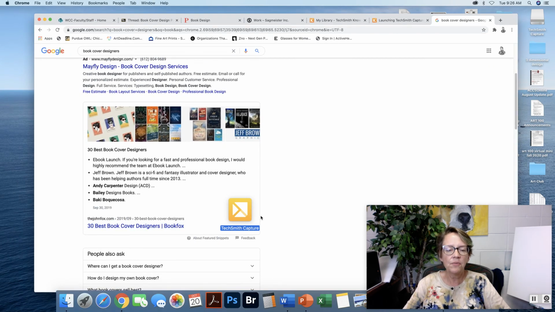Gotta get that thing out of the way. I can't get it out. Oh well, whatever. It's just going to hover there, I guess. One of those little inconsistencies.